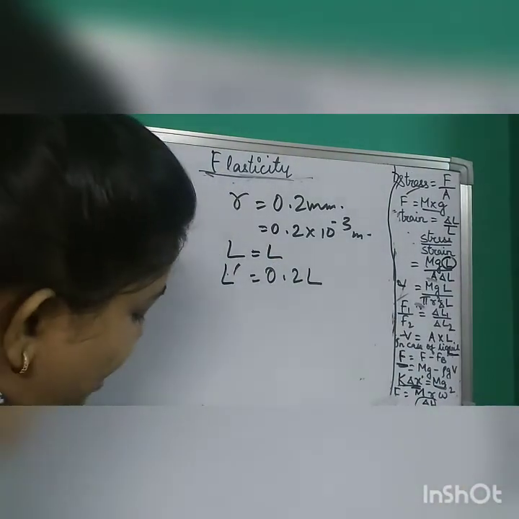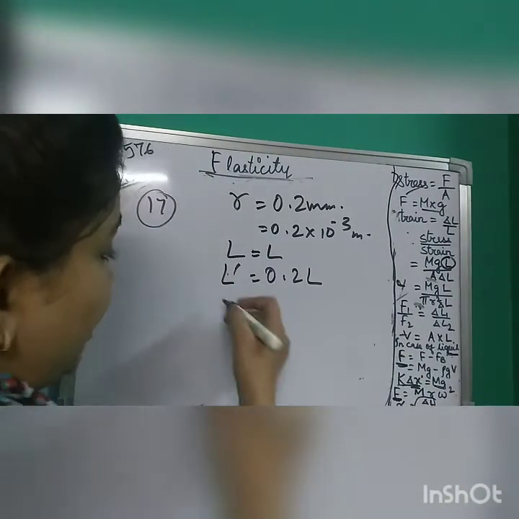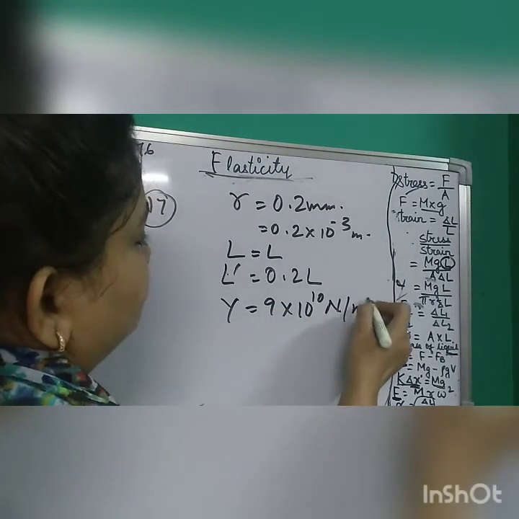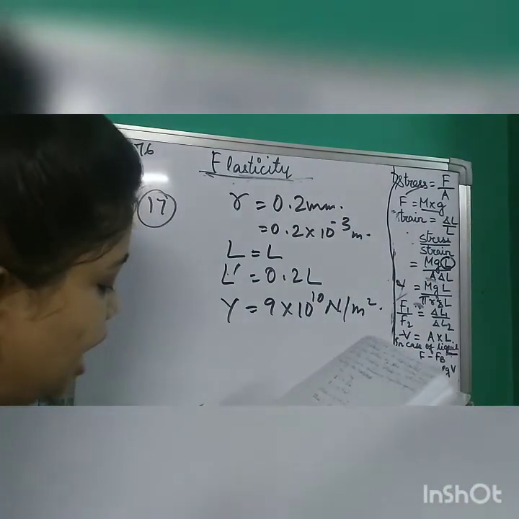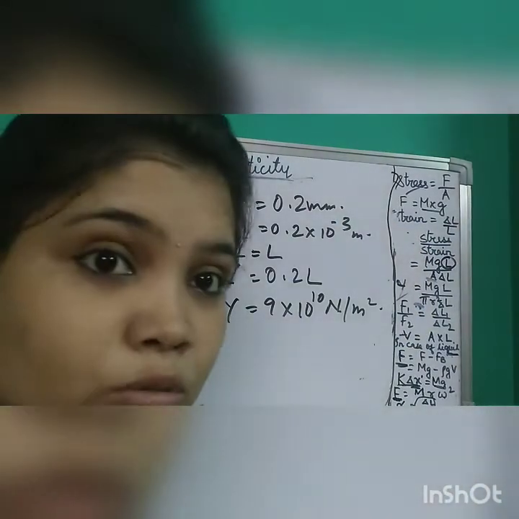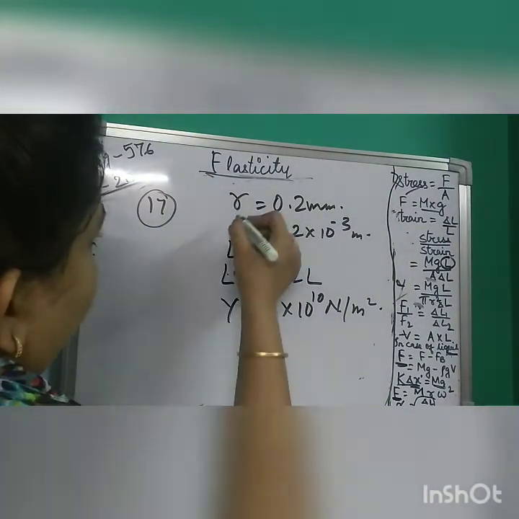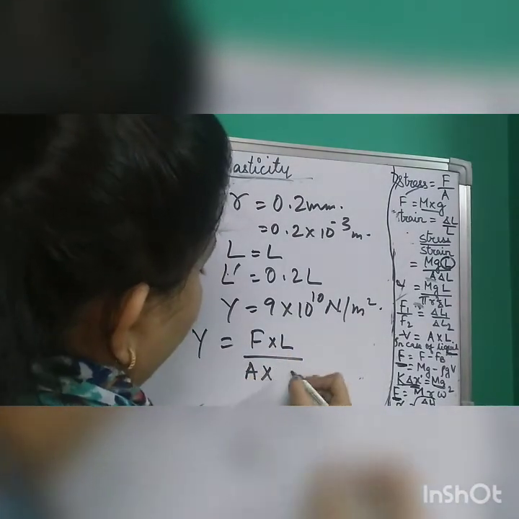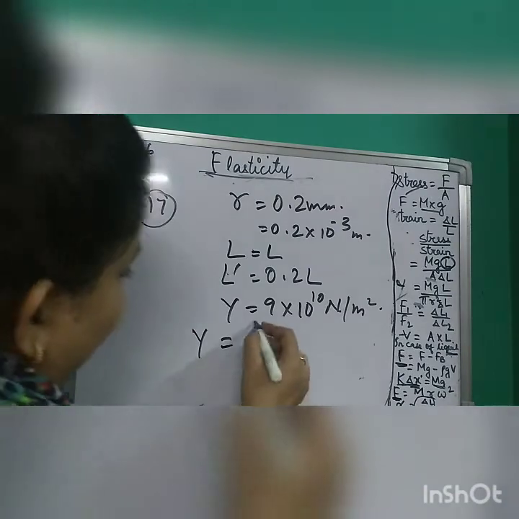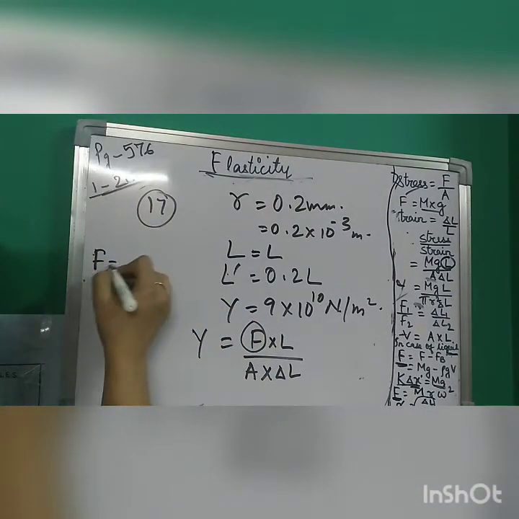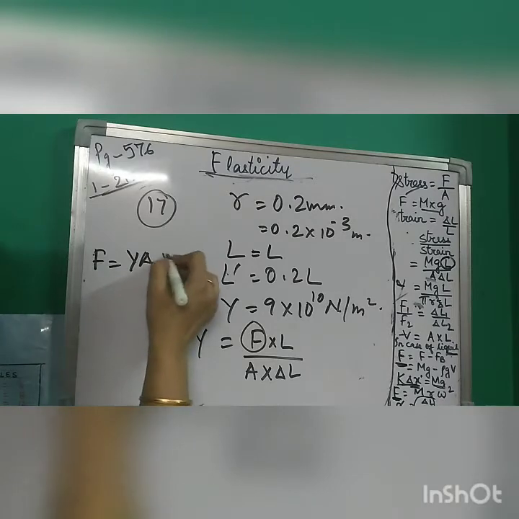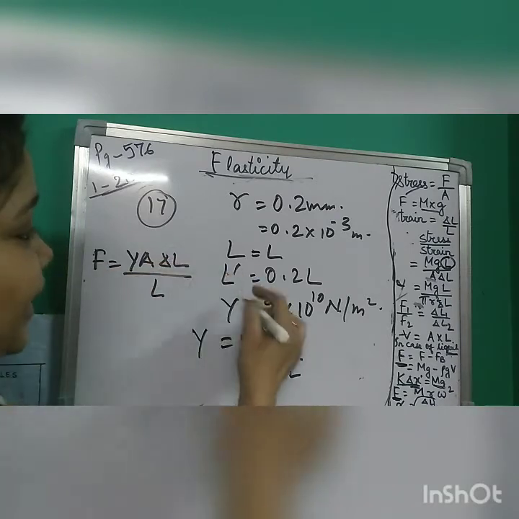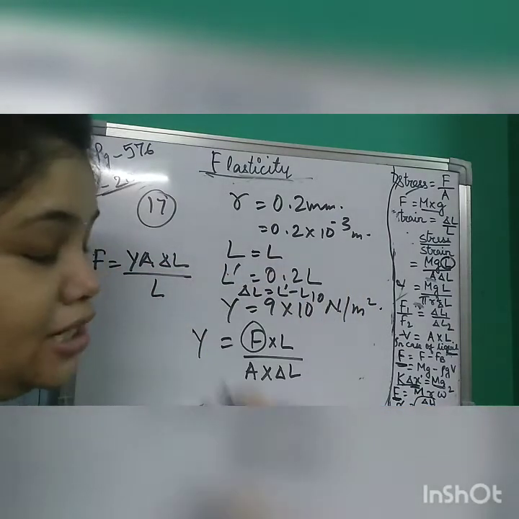Now, what have they asked? Y is given as 9 into 10 to the power 10 Newton per meter square. What you have to find out is the force F. What is the formula of Y? Y is F into L by A into delta L. So F is nothing but Y A delta L by L. How will you get delta L? L dash minus L will give you delta L.